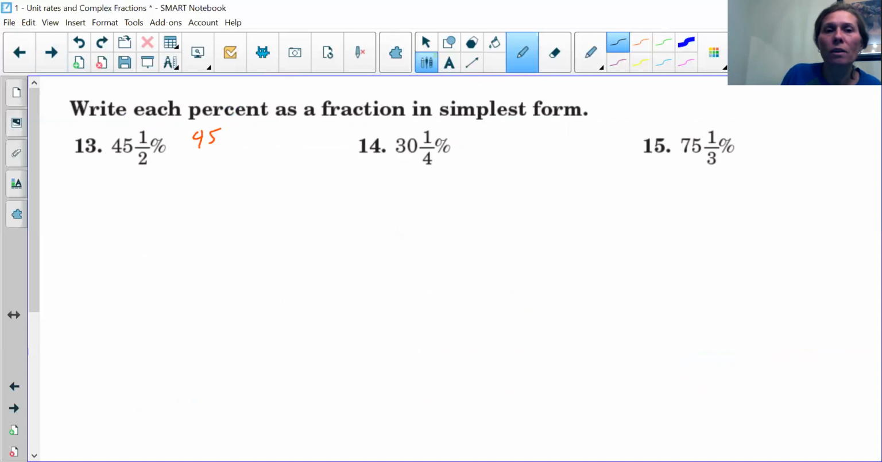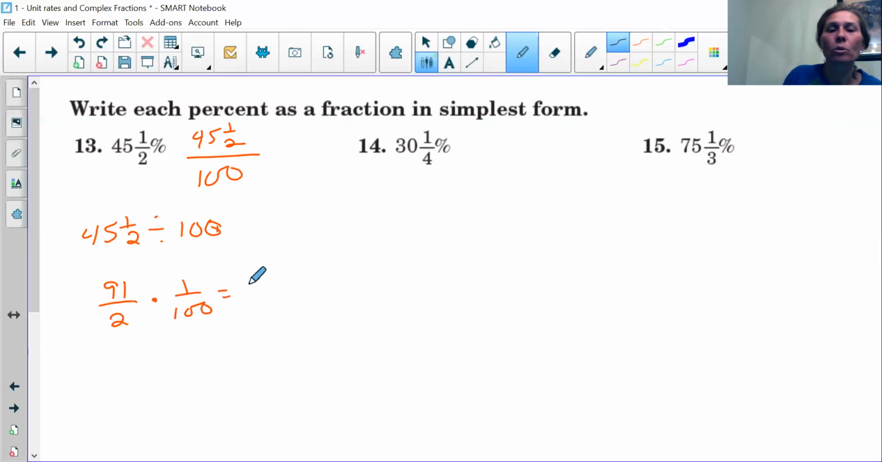It's 45 1/2 over what? Percents are always out of 100. So we're going to do 45 1/2 divided by 100. Make it improper. So that's going to give me 90 plus 1 is 91 over 2 times 1 over 100, which gives me 91 over 200. And that is as far as I can get, 91 over 200. Let's look at number 14.